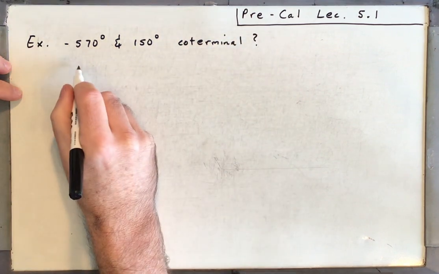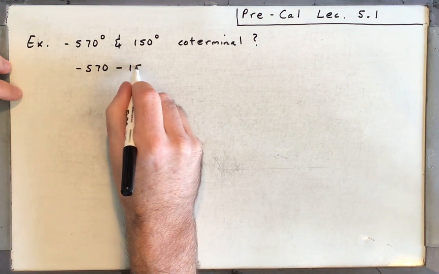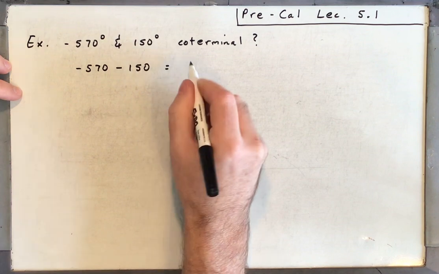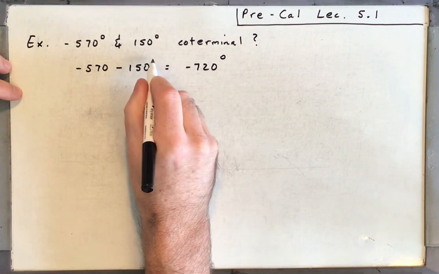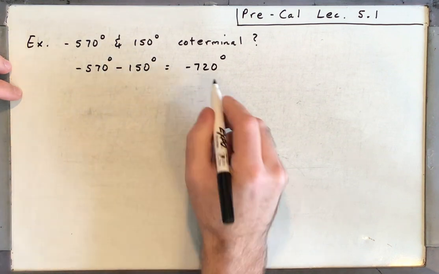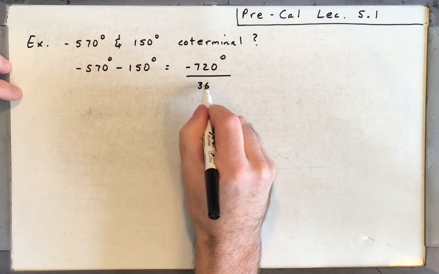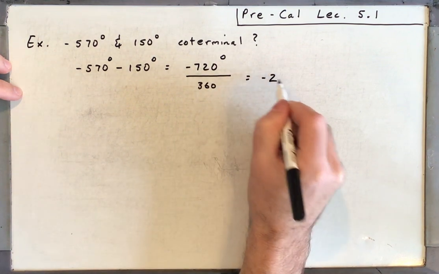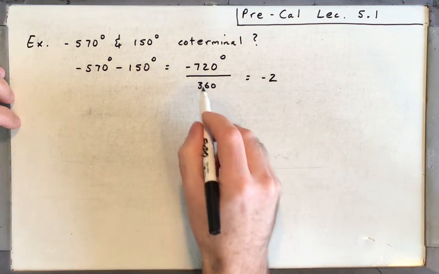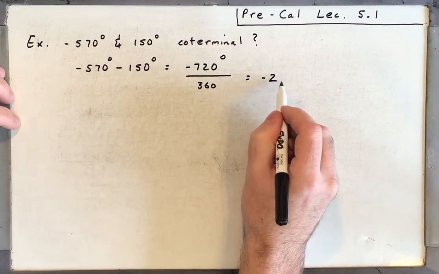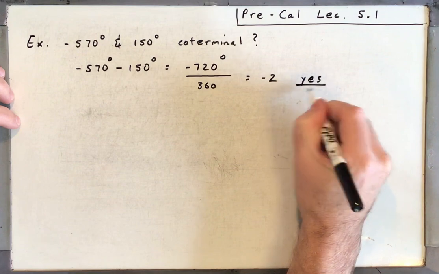Well, here's what you do. You take the first angle, subtract the second angle. That gives you negative 720. What you want to know is, is this a multiple of 360? It can be negative or positive. Well, if we divide that number by 360, we get a negative 2. So it does go in an integer amount of times. There's no decimal with that number. I don't care about the negative. So the answer is yes.